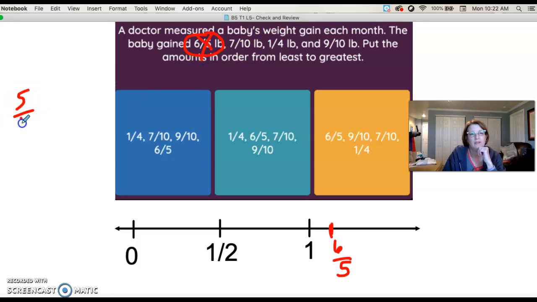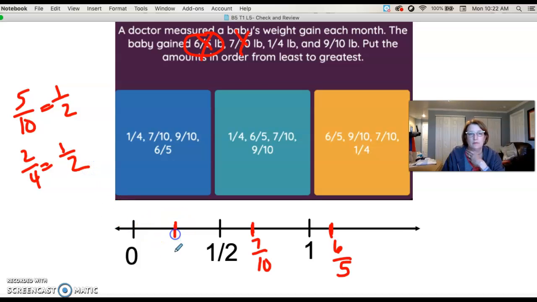7/10. 5/10 is a half, so 7/10 is going to be greater than a half. 1/4 would be less than a half, because 2/4 is a half, so 1/4 has to be smaller. And then we're comparing 9/10, which we know is more than half, and 7/10. Because the denominators are the same, 9/10 would be greater than 7/10.